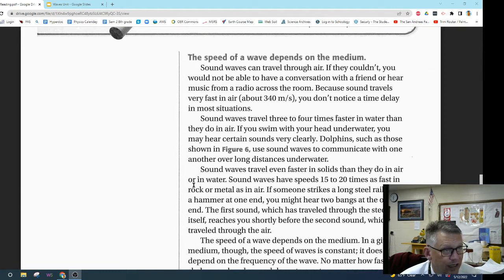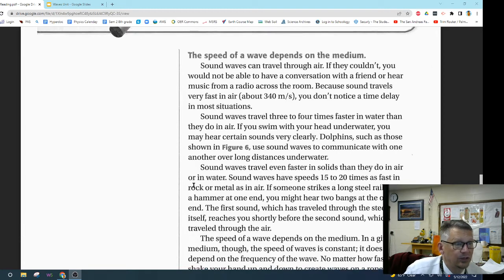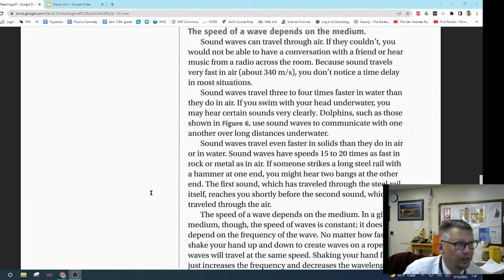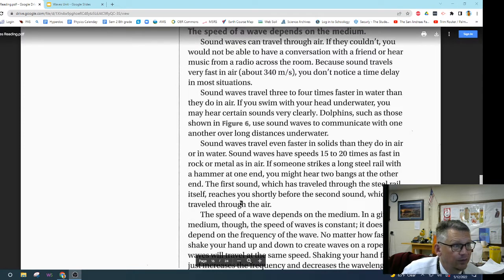If someone strikes a long steel rail with a hammer at one end, you might hear 2 bangs at the other end. The first sound, which is traveling through the steel rail itself, reaches you shortly before the second sound, which has traveled through the air.